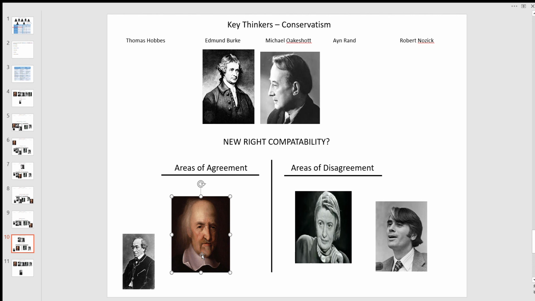So there are main conservative thinkers and some of the main essays that you may come across.